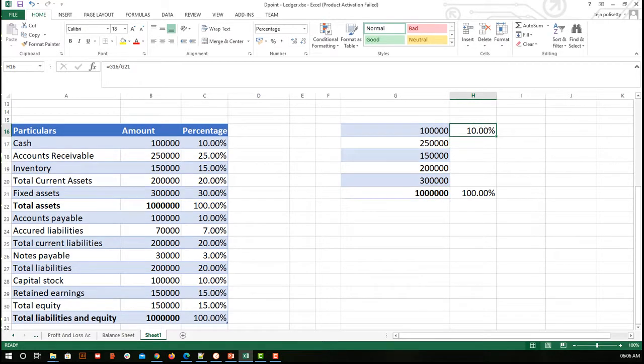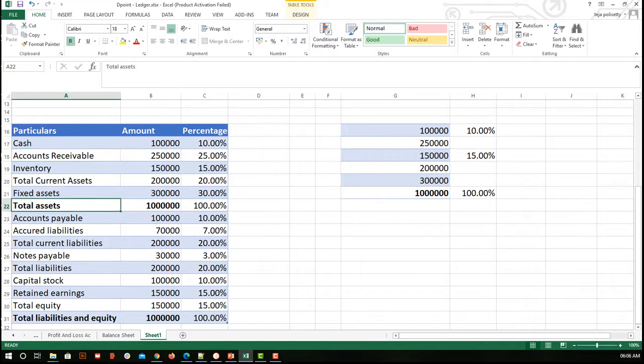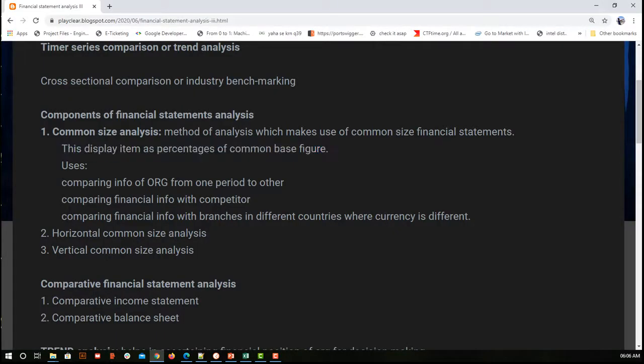Similarly, if I want to find the percentage of this, I will do equal to my value divided by the base value, and you can see that is 15%. If I add all these percentages, I will get 100% because this is the contribution or the combination of these. So this was our vertical analysis. We see how much contribution is made by account receivables to total assets, how much contribution is made by this attribute to the total asset. That is what we call vertical, and because we are using percentage we call it common size analysis. I hope this makes sense.